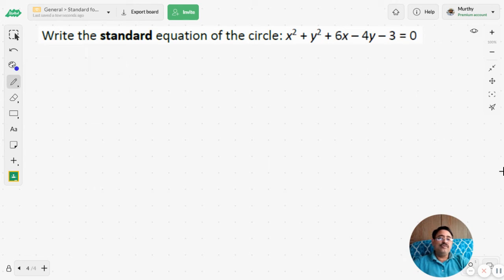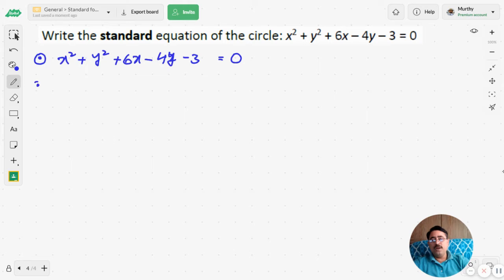This is slightly tricky, so please pay attention. Step one: let me copy the question, x square plus y square plus 6x minus 4y minus 3 equals to 0. Just I copied the question.